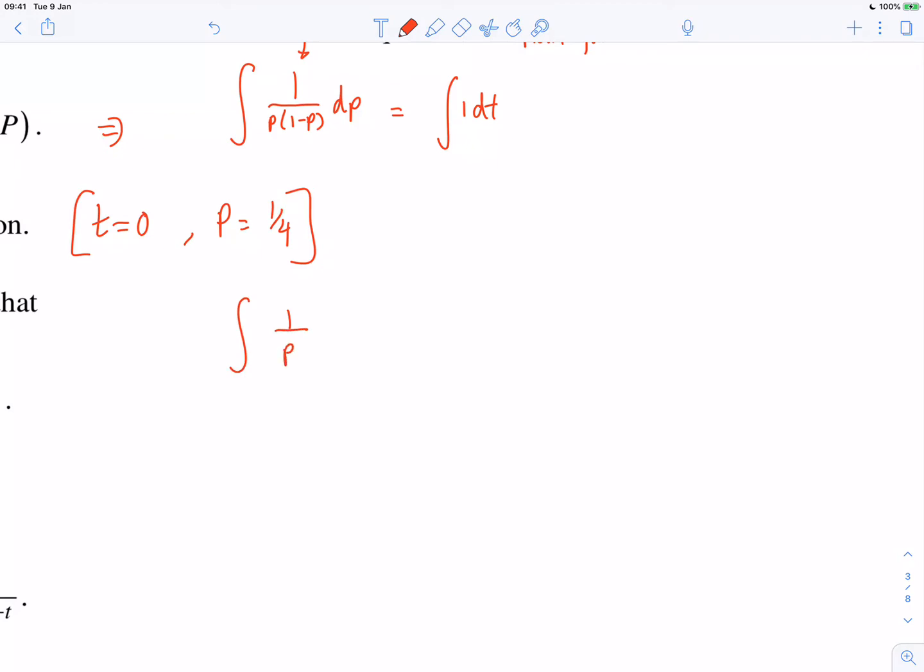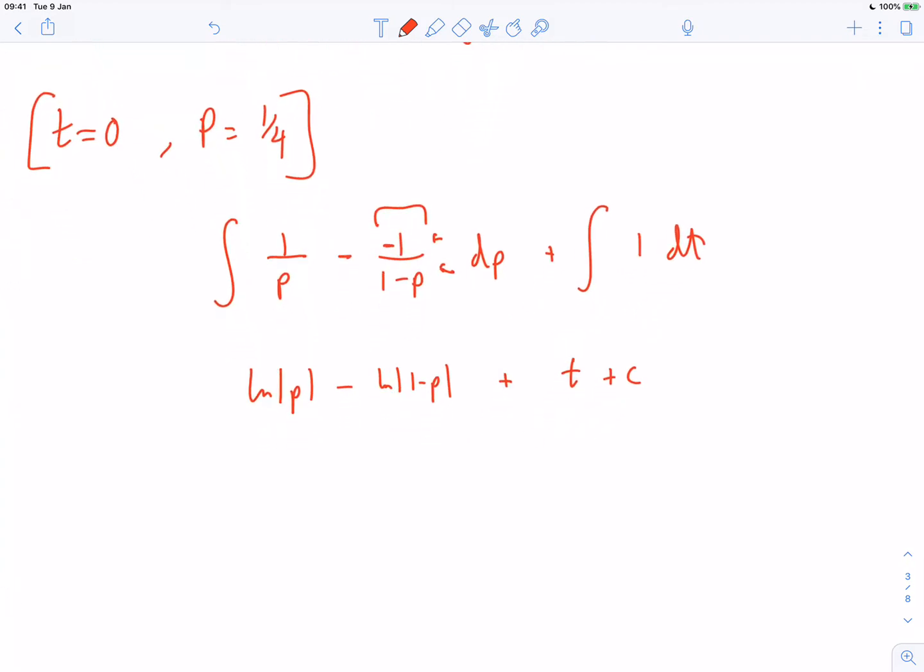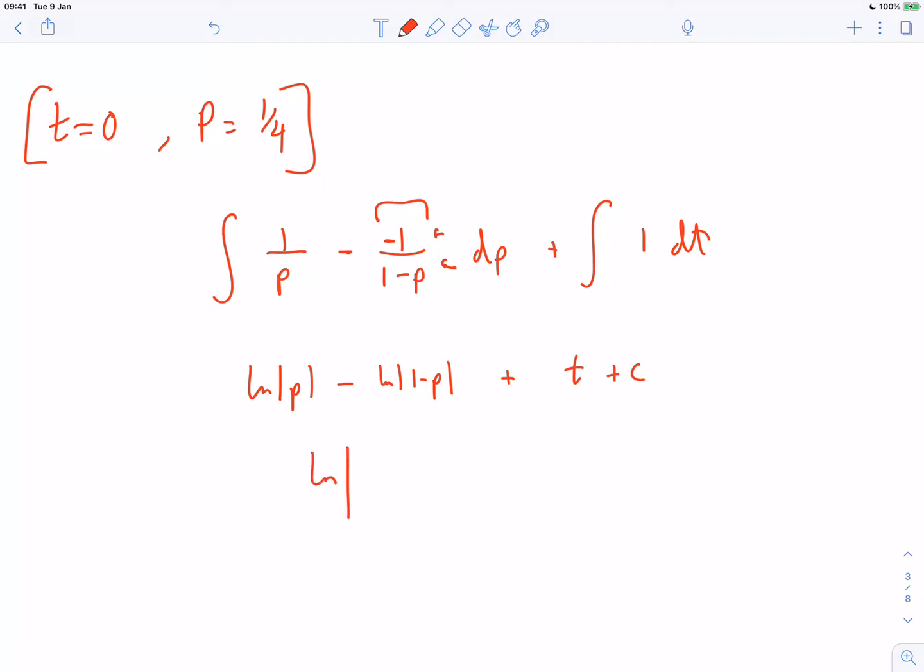So I now need to integrate this. The left-hand side's pretty easy. 1 over p integrates to ln of the mod of p. And this thing, well, does the bottom differentiate to the top? No. So what I really need is a minus there, but make that a minus. So this is actually going to be minus ln of the mod of 1 minus p, plus the integral of 1 with respect to t, which is just t, plus a constant. If I look on this side, this will be ln of the mod of p over 1 minus p. That's not a plus, that's an equal sign. Silly boy.